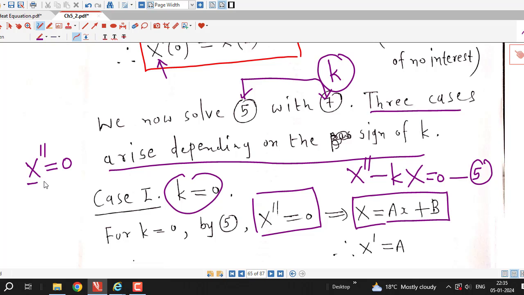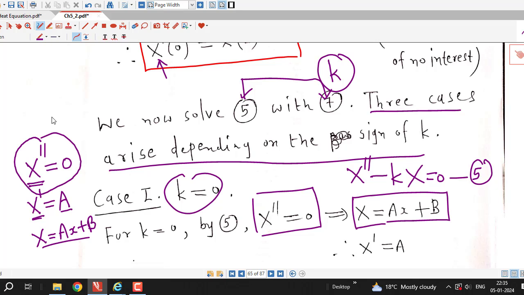So if I integrate this with respect to x, I will have x dash equal to some constant, say capital A. And if I again integrate with respect to x on both sides, I will have a into x plus b. Or I can write down the auxiliary equation corresponding to this, that is m square equal to 0. Therefore I will have m equal to 0 comma 0. Therefore x equal to a into e raised to 0x plus b into e raised to 0x.